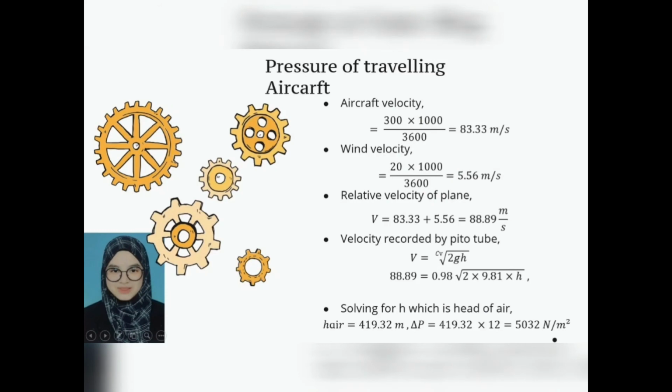Lastly, here is the example for an aircraft that is traveling at a speed of 300 km per hour. We note that the velocity of wind against it is 20 km per hour. At first, we calculate the aircraft velocity, then continue with the wind velocity, so that we can combine both answers to calculate the relative velocity of the plane. And then, by using the answer, we can get the velocity recorded by the pitot tube. By solving this, we can get the value of h, which is the head of air, to get the pressure by multiplying with the specific weight, that is 12. So the final answer is 5032 Newton per meter square.